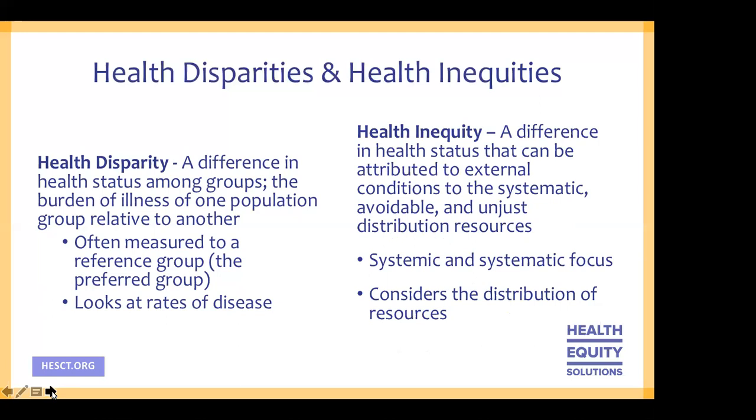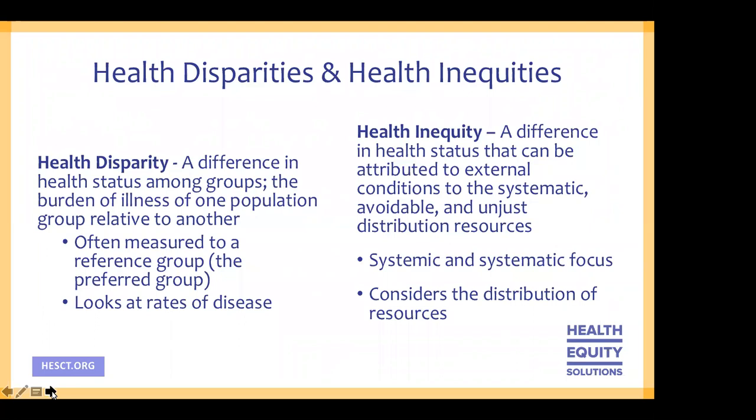If we don't look at health inequity, which really looks beyond what is happening to why it's happening, we don't start to understand that there are systematic and avoidable things that are happening in our system that actually explain why we have the differences and the disparities that we see. So health inequity really goes into looking at the external conditions of the systematic, avoidable, and unjust distribution of resources that then drive up or cause our disparities in the system. Here, what we're looking at squarely and fundamentally are social determinants of health and other factors that go outside of genetics and behavioral health.